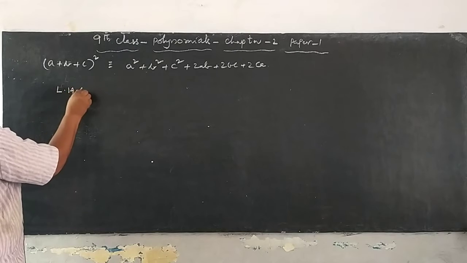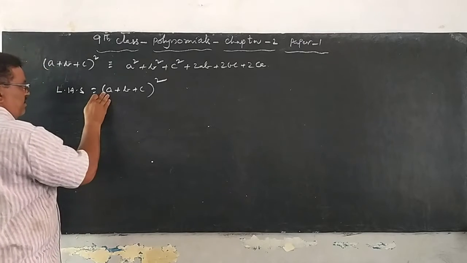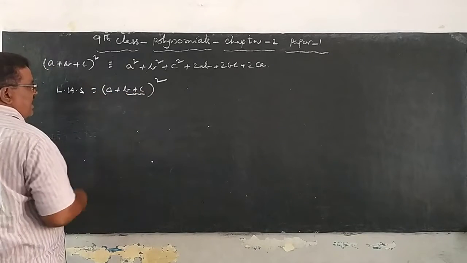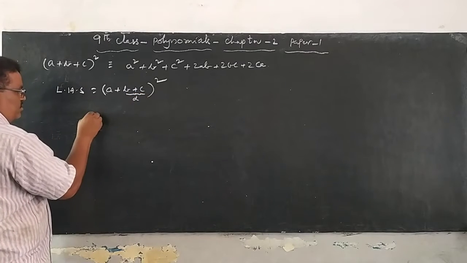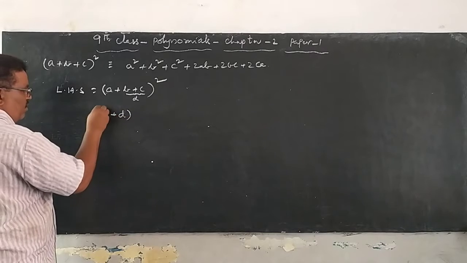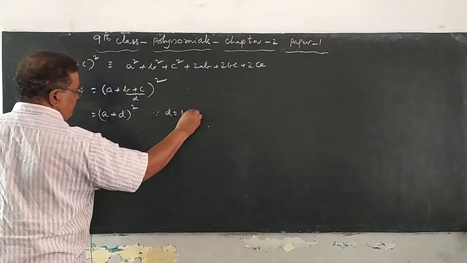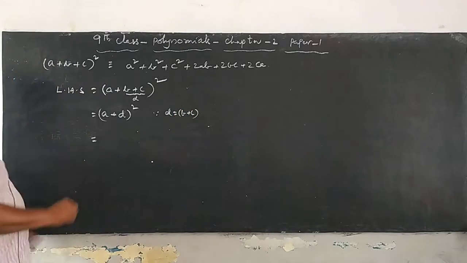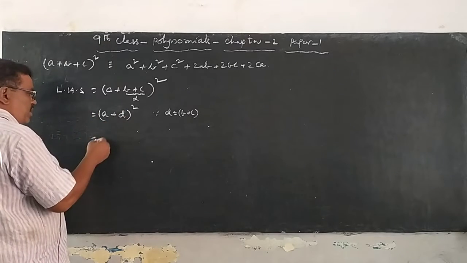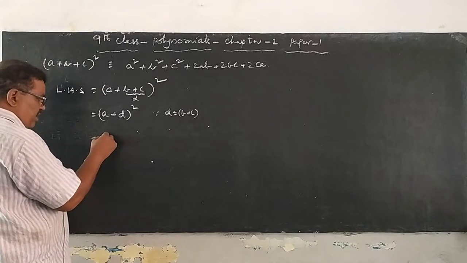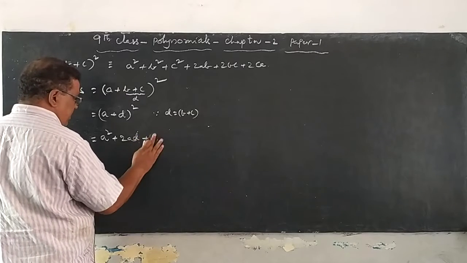LHS, we need to take (a plus b plus c) whole square. Consider b plus c taken as d. So LHS becomes (a plus d) whole square, since d equals b plus c, which is in the form of (a plus b) whole square. The (a plus b) whole square formula is a square plus 2ab plus b square, that is a square plus 2ad plus d square.